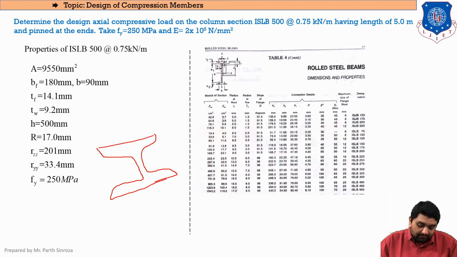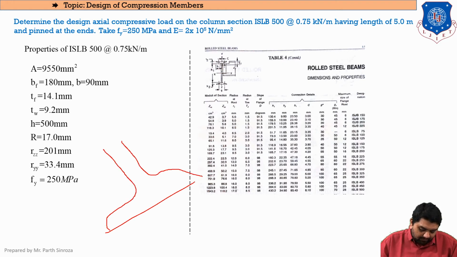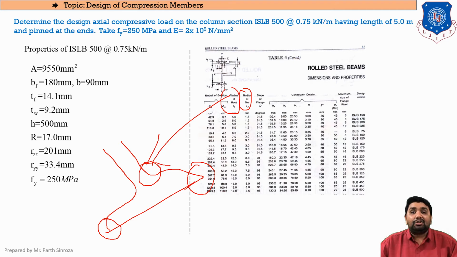So here, as you can see in the figure in your IS code, this part is called the radius at root. We'll be looking at that in the next slides also. Clear? If we look in depth, suppose this is our section. This radius is called the radius at toe, and this radius connecting our flange and web is called the radius at root. The radius formed on the flange itself is called the radius at toe, as you can see here. Radius at toe and radius at root. Clear? We will always require the connection or junction point.